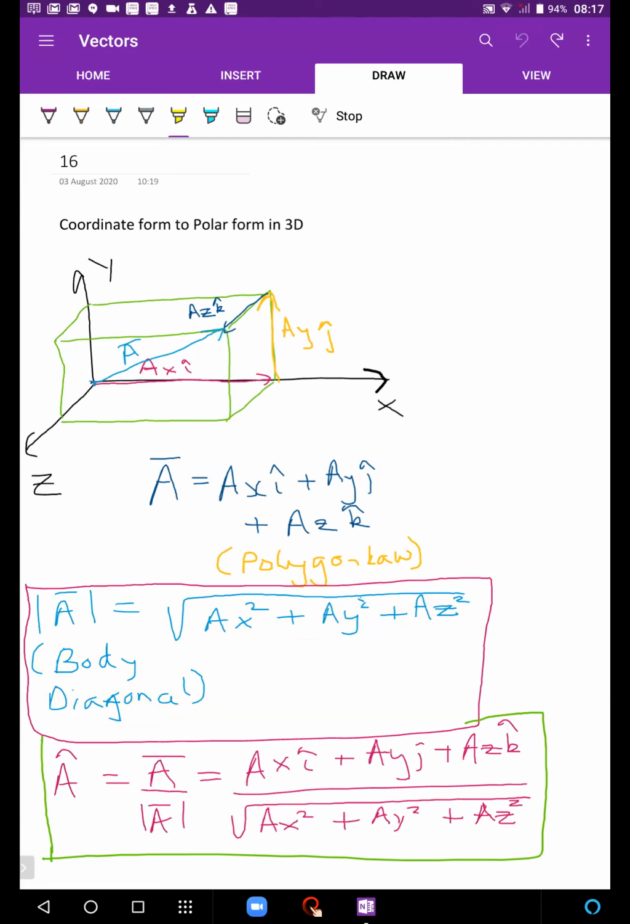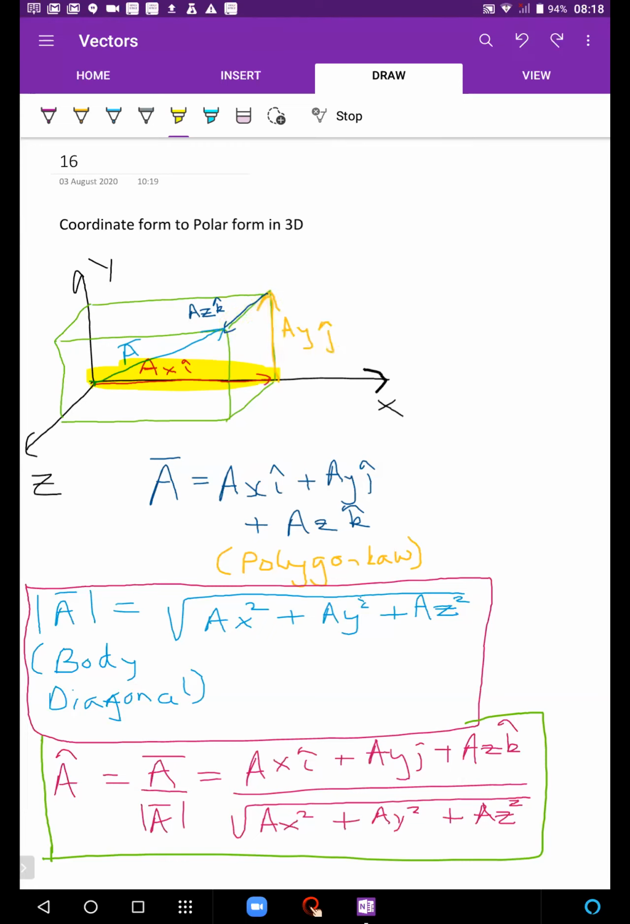देखिए एक और बार, यहाँ पे तीन वेक्टर हैं, AX I cap, AY J cap, AZ K cap. इनको मुझे ऐड करना है. So I am drawing a vector of magnitude AX along my x-axis, that is AX I cap. I'm going to add to that AY J cap, a vector of magnitude AY parallel to the y-axis. Remember, we are applying polygon law, so everyone should be joined head to tail. Then I'm going to add to that a vector of magnitude AZ parallel to the z-axis. हो गया AZ K cap.